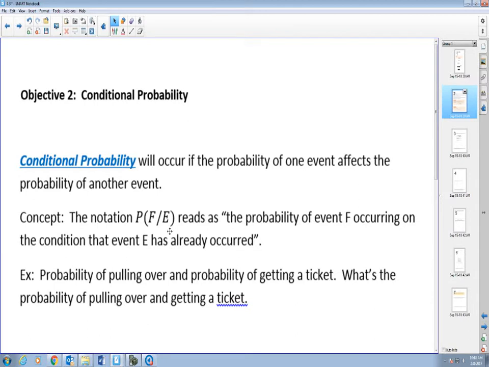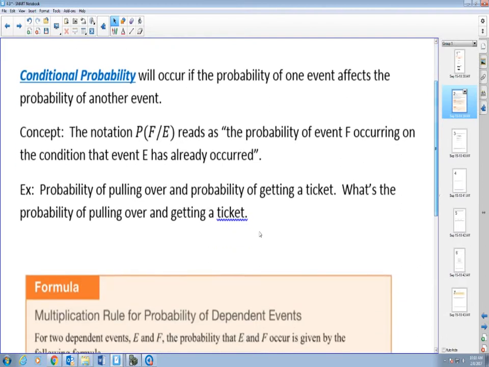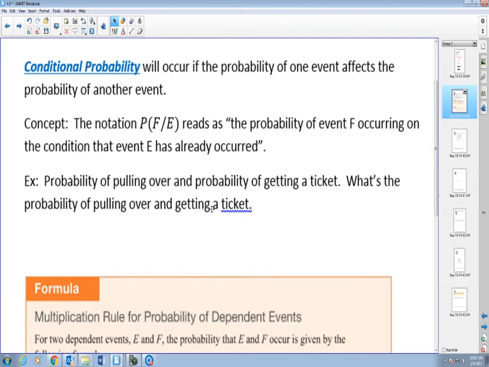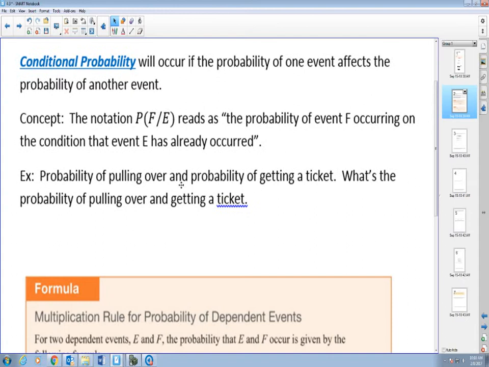Remember, E is the first event, F is the second event. So it is the probability of the second event, given that the first event already occurred. That's what conditional probability means. This might not be a very good example: getting pulled over, and getting a ticket. If you really think about it, getting a ticket has to be the second event, and getting pulled over has to be the first event.